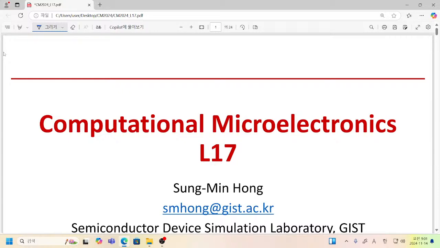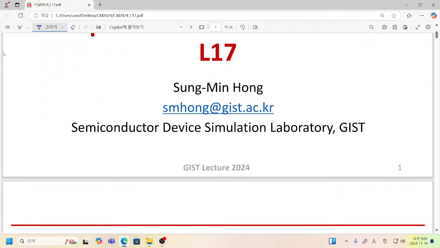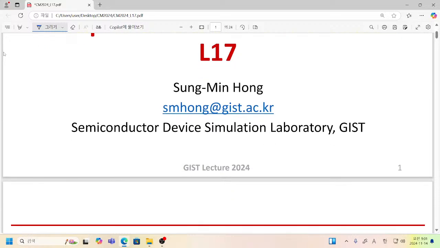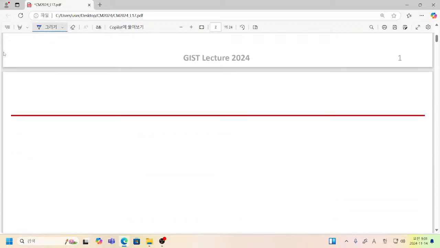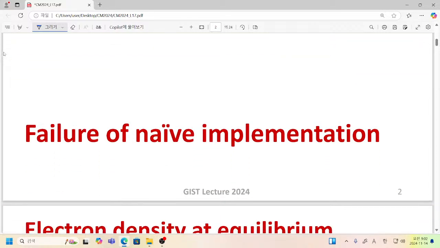Okay, this is lecture 17. In the previous lecture we considered the drift diffusion simulator, and today I want to introduce the Scharfetter-Gummel scheme for better numerical stability. So practically, today's lecture is very important. I wanted to start from the failure of our previous implementation.